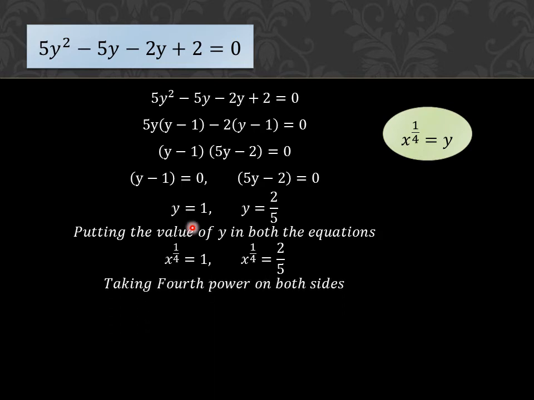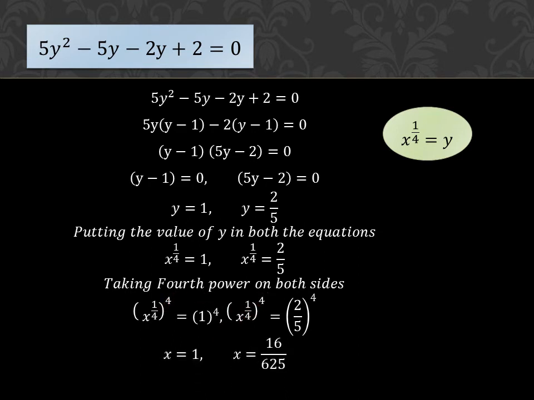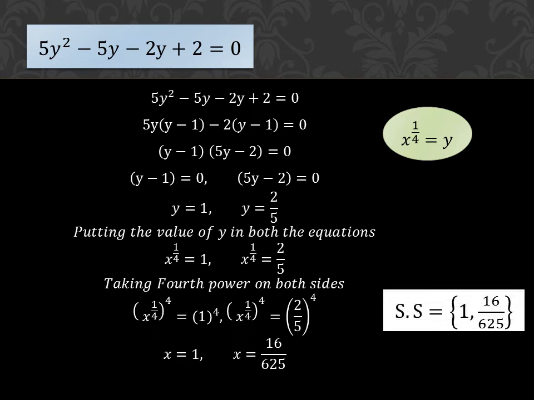We will take the fourth power on both the sides. This 4, 4 in the denominator, and this 4 will get cancelled. This 4 and this 4 will get cancelled, and we will have x equals to 1, because taking any power of 1, 1 will remain the same. 2 power 4, we have to multiply 2 4 times, so it will become 16, and 5 into 5 into 5 into 5 is 625. Now we are having the values of x, and x was the variable given in the question, so these values should be written in the solution set.